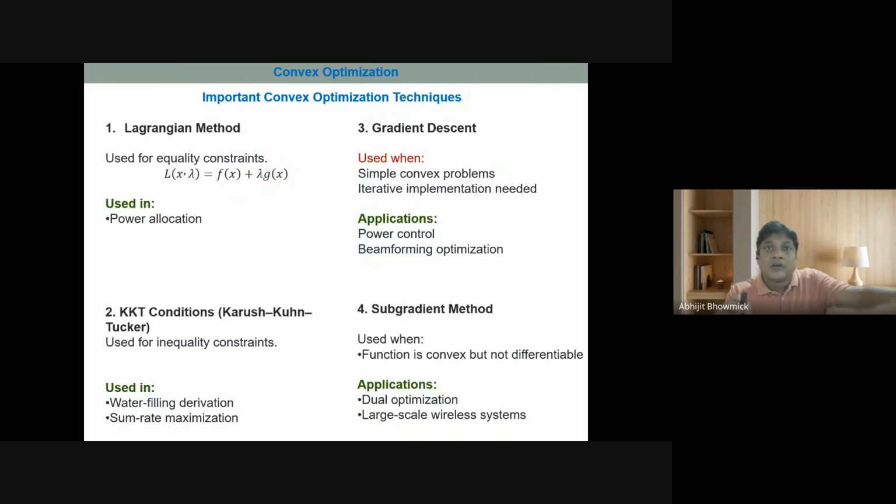So what are the techniques? Already told you the techniques. For convex optimization, there are Lagrangian methods, which means there is a Lagrange parameter. I'll take one problem on that. Using this method, you can optimize the parameters. Similarly, KKT conditions are there, and the water filling algorithm is used for maximizing the sum rate. Gradient descent is another technique, where you just reduce the error between the target and achieved parameters, where power control and beamforming optimization techniques are used. We can do that, and sub-gradient methods are there.